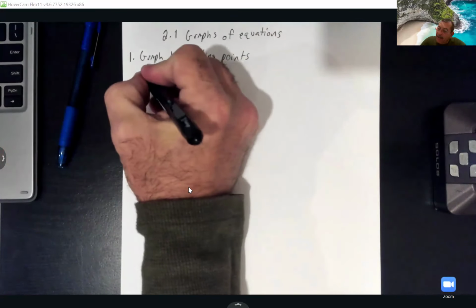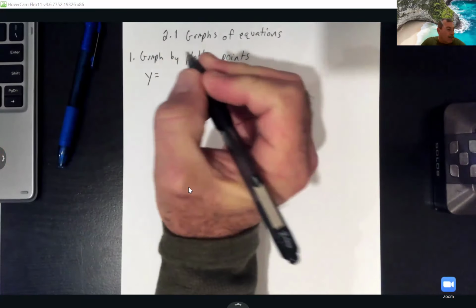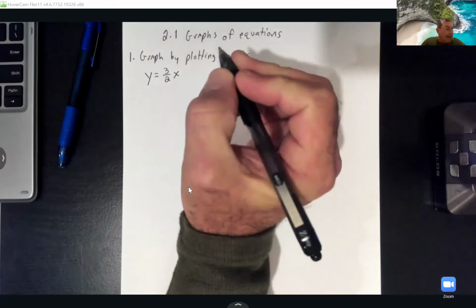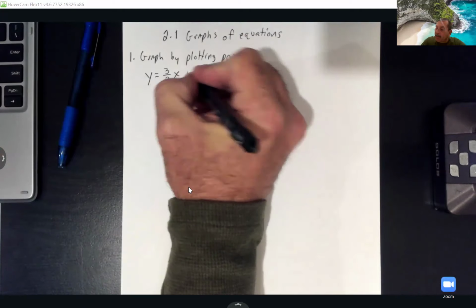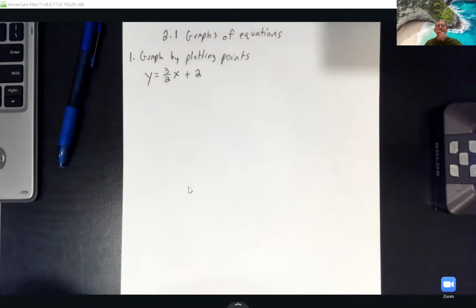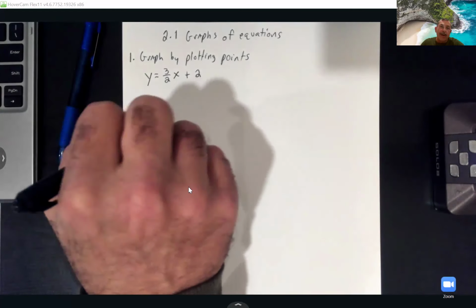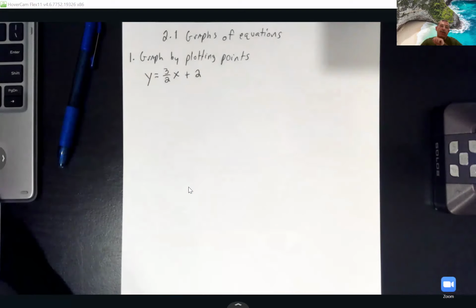And the graph they're giving me is y equals 3/2 x plus 2. All right, now I'll show you how to put this in the calculator and get some points. And then I'm also going to show us how to graph this on MathLab, okay?